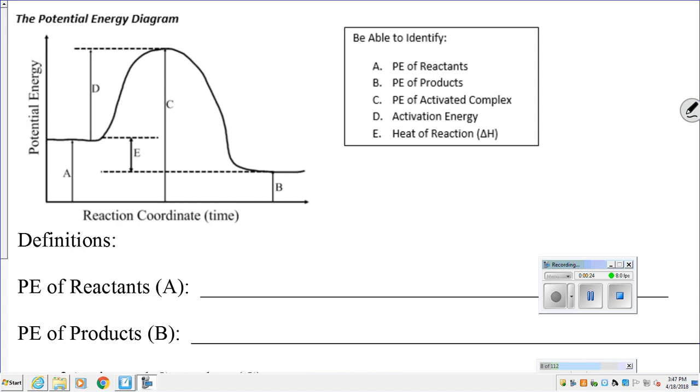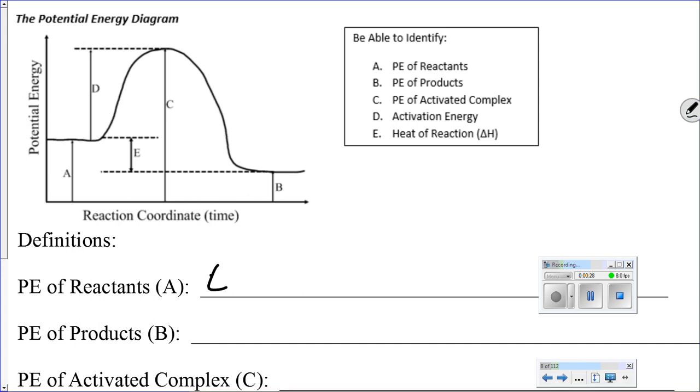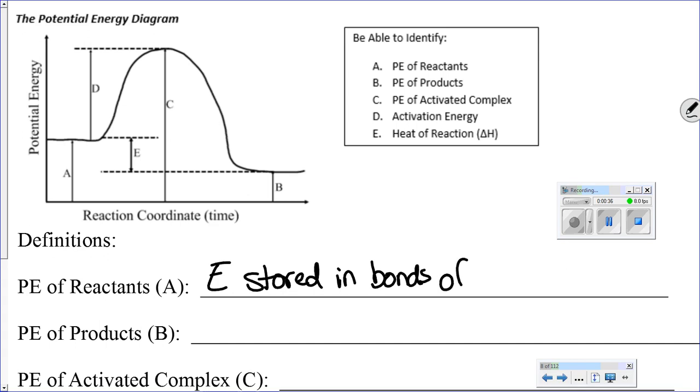This is the amount of energy stored in the initial chemical bonds that the reactants have. You'll notice that this starting amount of energy is not zero. We don't start out with zero energy. There's always stored energy in the form of potential energy stored in the bonds of the reactants.